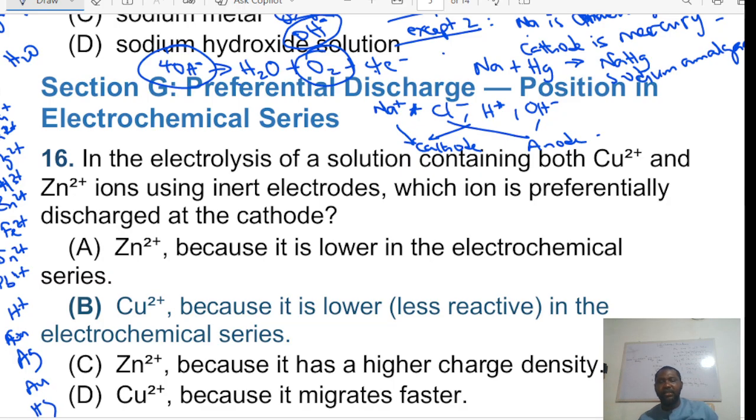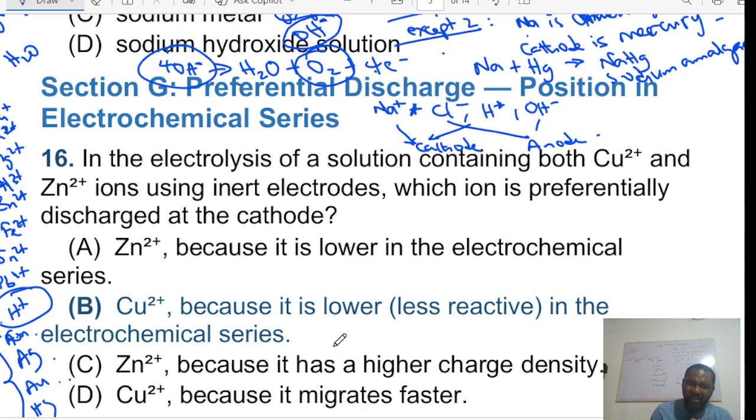That is very, very important. So in most cases, because the hydrogen ion is lower, hydrogen will be discharged. That's why I said hydrogen is always produced at the cathode. Except, and I gave the exception, these ones that are lower than it in the electrochemical series: copper, silver, gold. If there is copper, silver, or gold, then know that they are the ones that will be discharged, because they are lower than hydrogen in the electrochemical series.